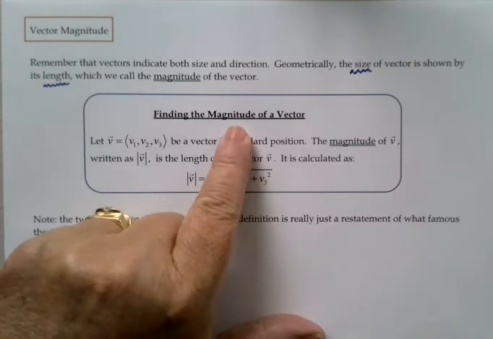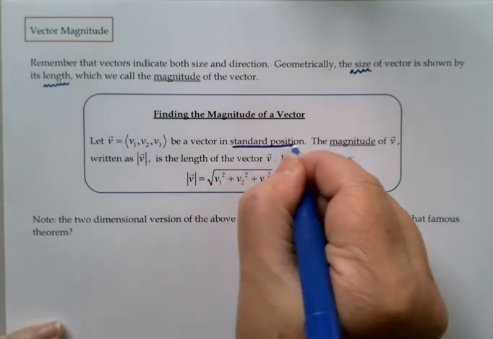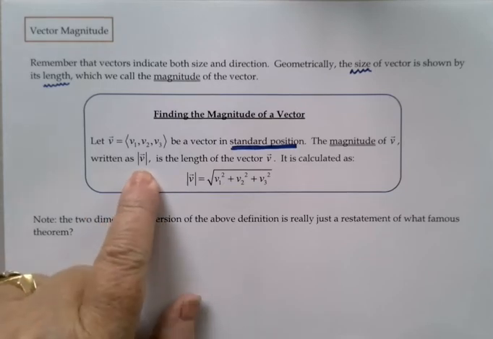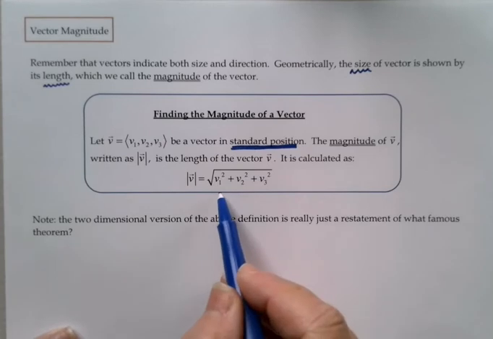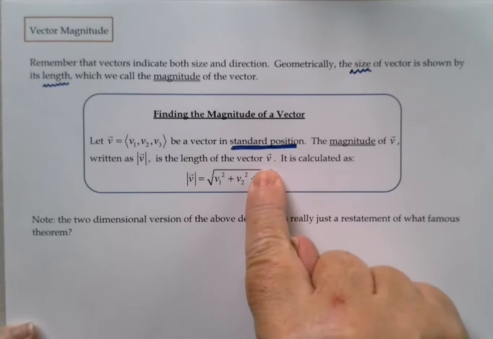All right, so how do we find the magnitude of a vector? First of all, make sure your vector is in standard position. Really important. If your vector is in standard position, then the magnitude of v, which we write this way, notice it just looks like absolute value bars, but for vectors we read that as the magnitude of v, or the length of vector v, can be calculated as the square root of v1 squared plus v2 squared plus v3 squared. If you only had a two-dimensional vector, of course, there wouldn't be any v3.